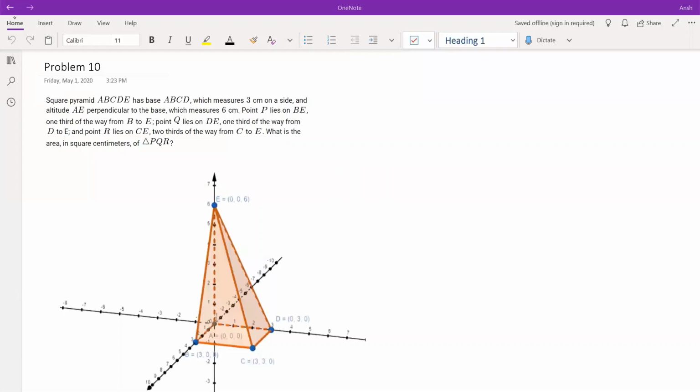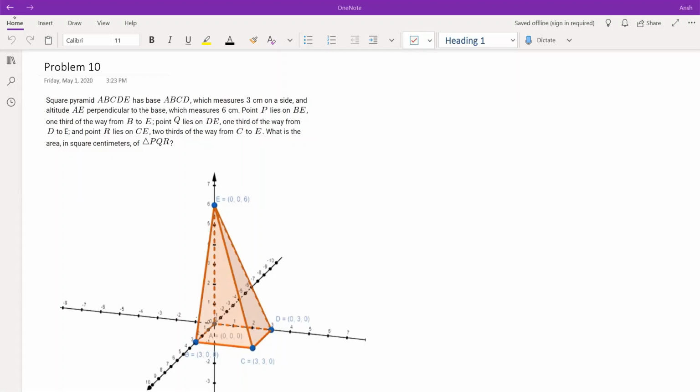All right, so our next problem is going to deal with 3D shapes, while the previous ones have dealt mainly with 2D. The coordinates can in general be applied to any number of dimensions. It just gets more complicated in higher dimensions. So more specifically, this problem asks about a square pyramid with base ABCD of length 3 and altitude AE that's perpendicular to the base, which measures 6 units.